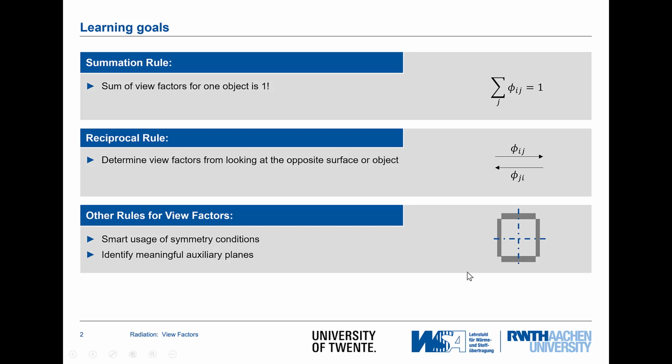Then the reciprocal rule, which takes the other object into account, not just looks at where does radiation go to, but where does it come from also. Then we will make use of symmetry planes and auxiliary planes, and that will be towards the end of this video. But I will also bring an example how to do the calculation.